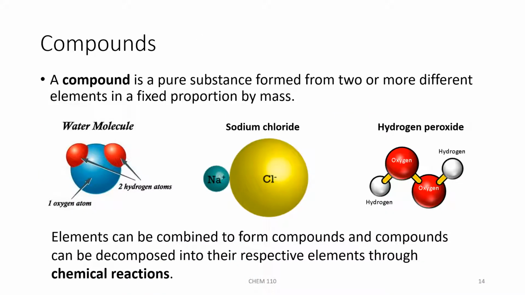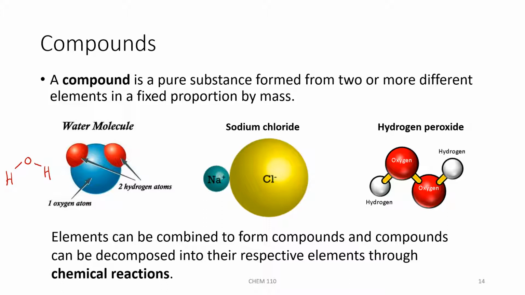Elements were the first type of pure substance that we discussed. The second type of pure substance is called a compound. A compound is formed by 2 or more elements in a fixed proportion by mass. So these are also pure substances, but they're made up of 2 or more elements together. So for example, water, which is made up of 2 hydrogen atoms and 1 oxygen atom, that would be considered a pure substance, and that's also a compound.